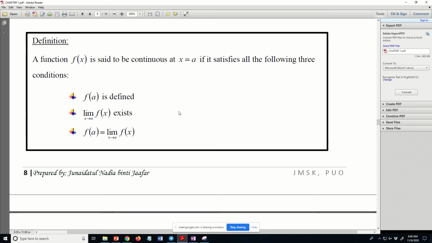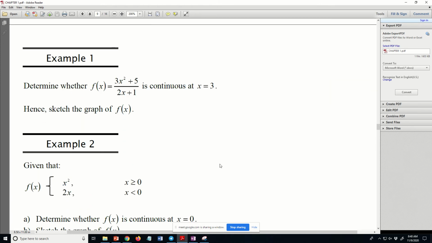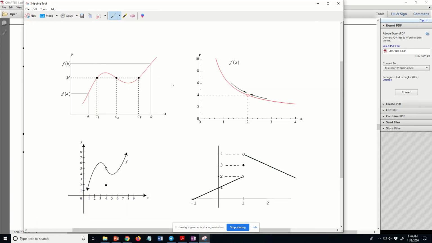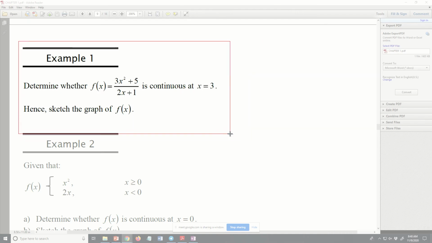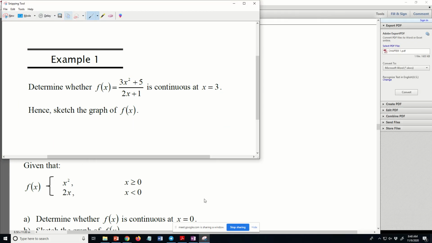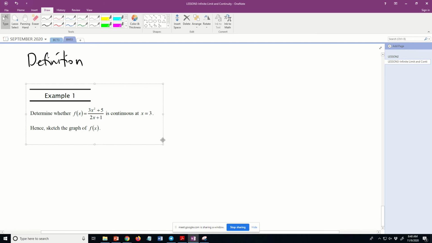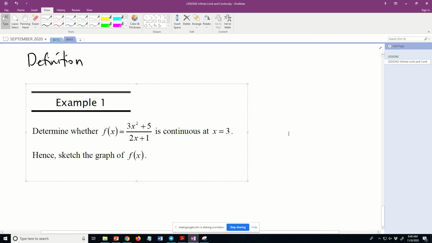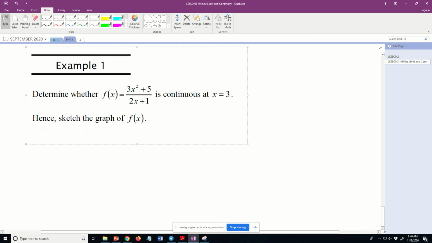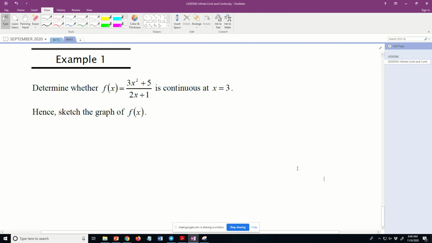Okay, now I'm going for example 1. Okay, kita tengok example 1. Okay, kita nak tengok example 1 baru you akan nampak macam mana nak selesai ni. Example 1. Okay, I'm going to solve example 1. Okay, determine whether.